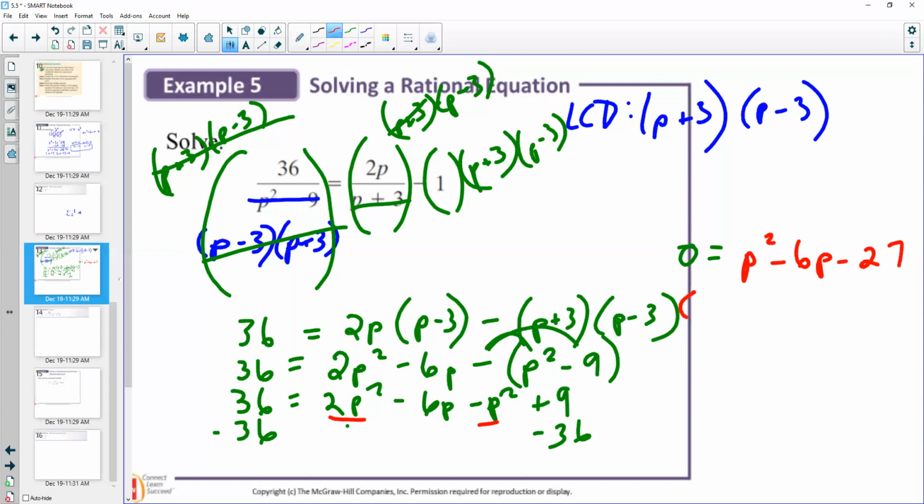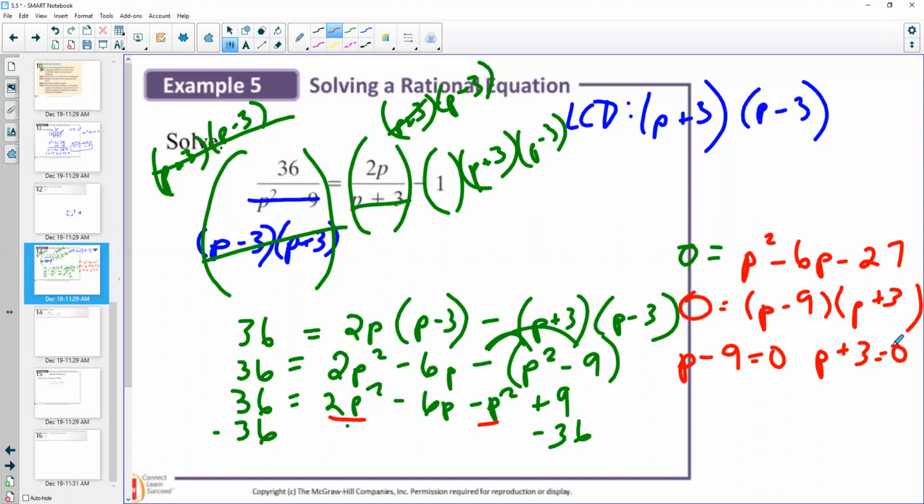Well, so now factor. Let's see what happens. I need to multiply to negative 27 and add to negative 6. So that'd be 9 and 3. p minus 9, p minus 3. Oh, no, p plus 3, sorry. Zero property of multiplication. I just keep calling it different things. I know. Zero property of multiplication. So I get p is 9 and p is negative 3.